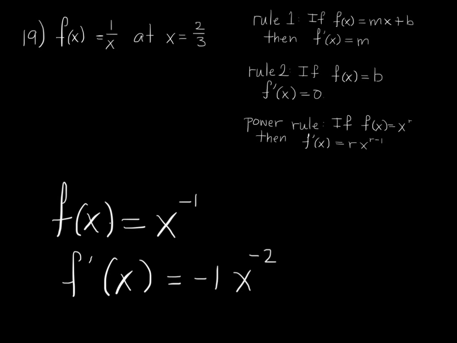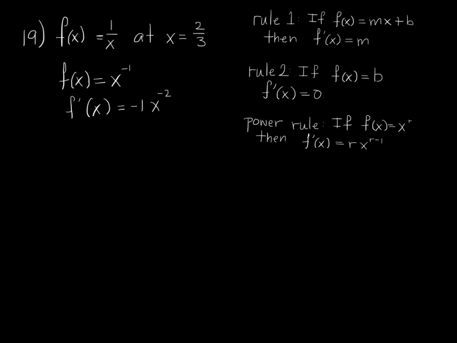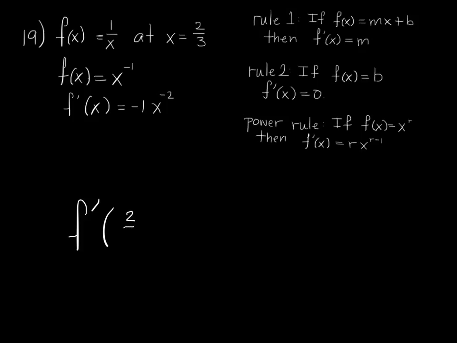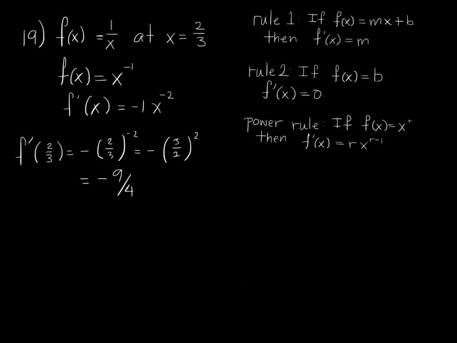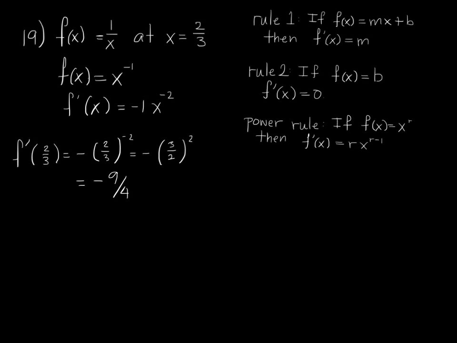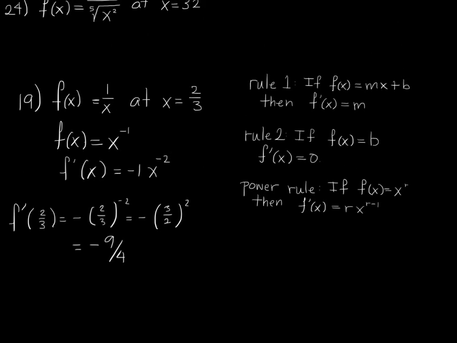Okay, let's go ahead and evaluate it at a point now. So we have f prime of 2/3 equals negative 2/3 to the negative 2. We can clean this up a little bit. Getting rid of the negative power flips the fraction, and we can even go farther, giving us negative 9/4. And that's our answer. All right, let's go ahead and look back at number 24.